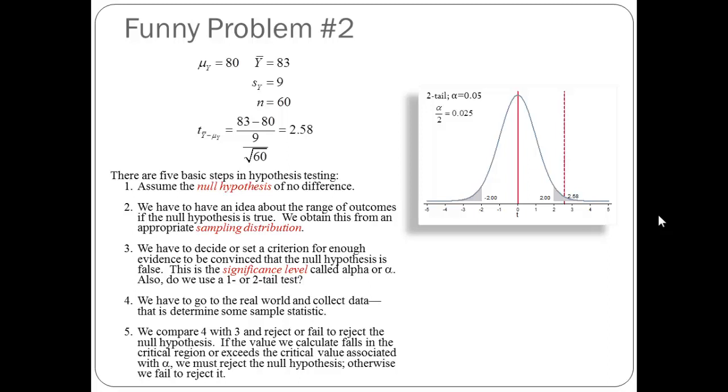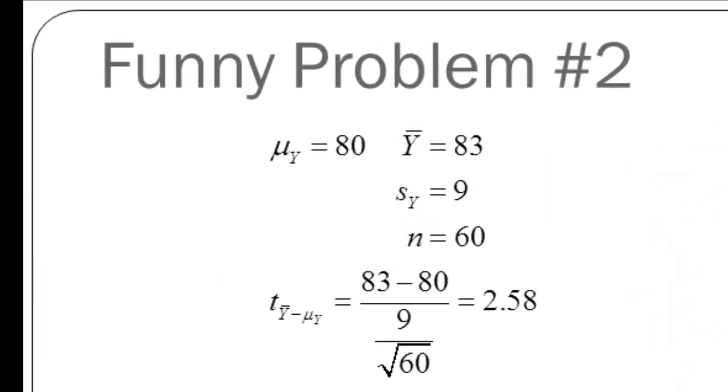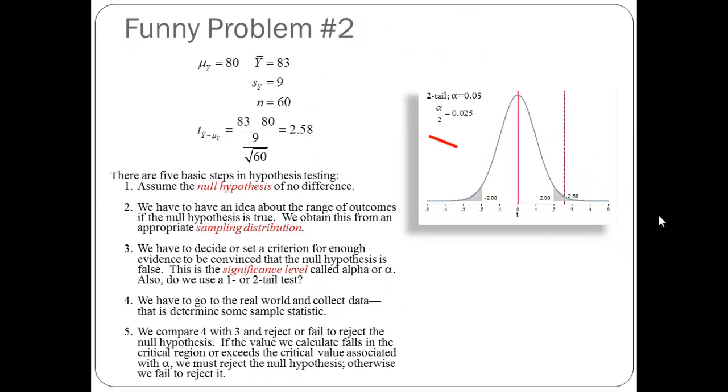Step number 3, I'm going to use the same alpha value, alpha 0.05, and step number 4, we calculate our statistic. Notice that the statistic is calculated in an identical fashion. The numerator is just the difference of the two means, and I'm dividing by the standard error. But I don't use the population standard deviation because I don't have it. I'm going to use my estimate of it, s sub y, in this case 9. When I calculate this statistic, I get a value of 2.58, and I exceed my critical value of 2.0.